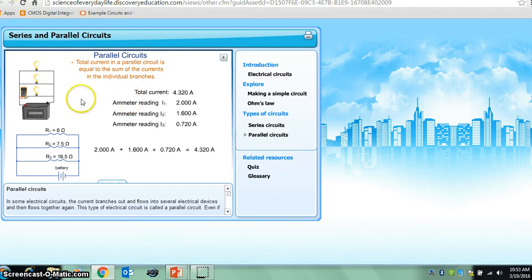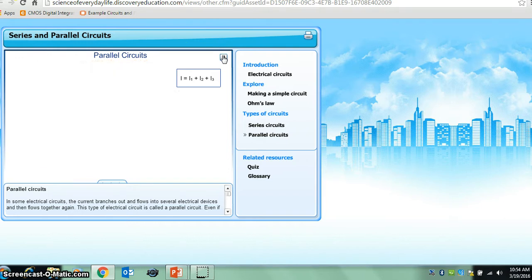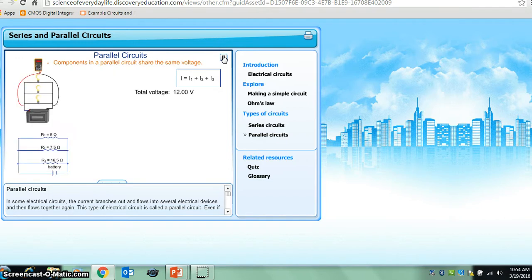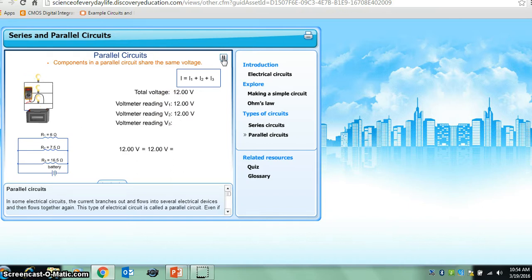So it is the current which gets divided here. So current division is an important operation inside parallel circuit. Now, the information regarding the voltage, they share the same voltage. You measure the voltage across any element in a parallel circuit, you will find that the voltage is the same. The voltmeter reading across the first element, the voltmeter reading across the second element, the voltmeter reading across the third element, all are the same as the supply voltage.